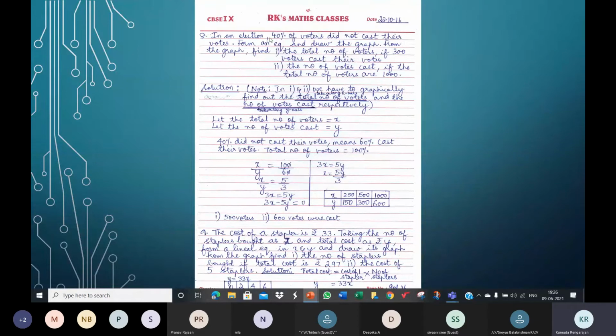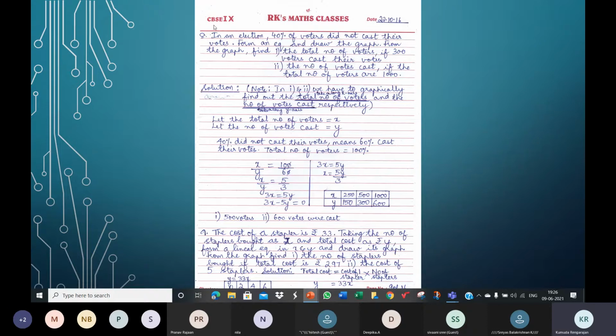In an election, 40% of the voters did not cast their votes. That is 40% of the eligible voters, not 40% of the population. 40% of the voters, meaning 40% of the people who are eligible to vote.